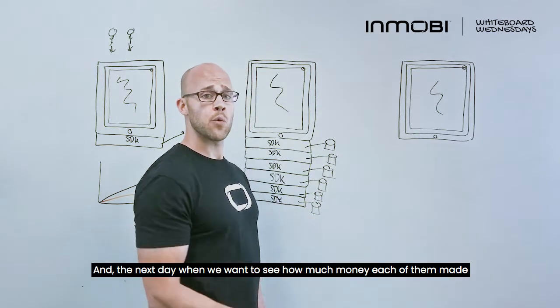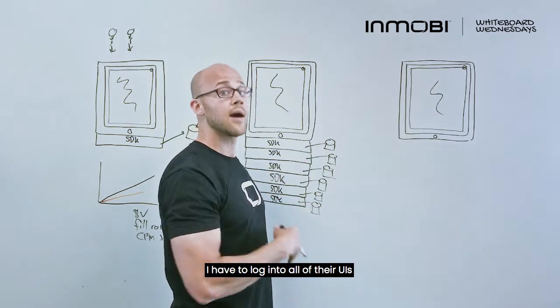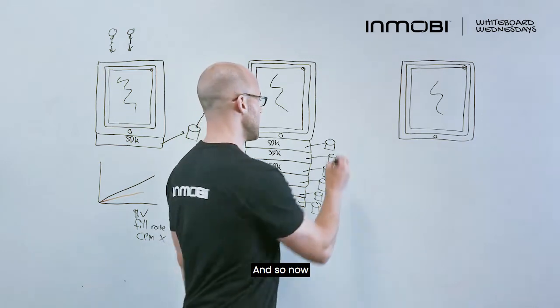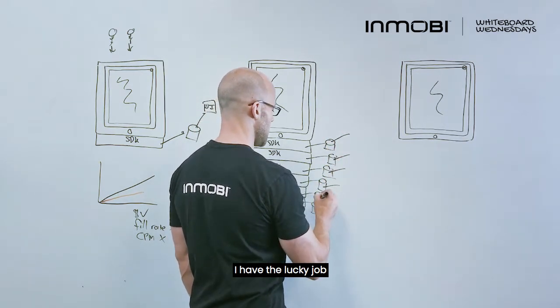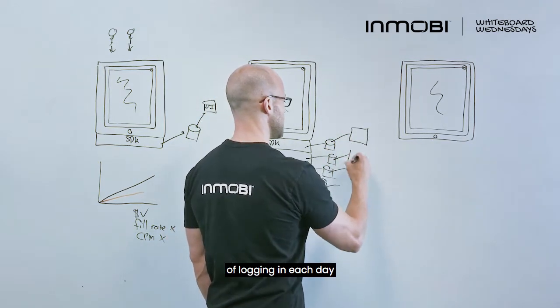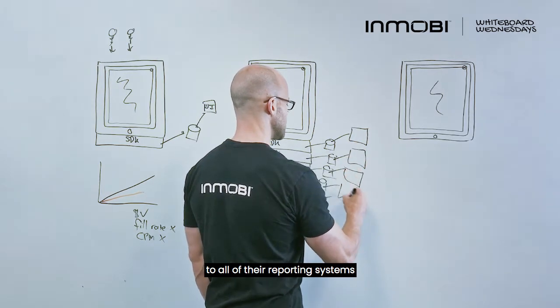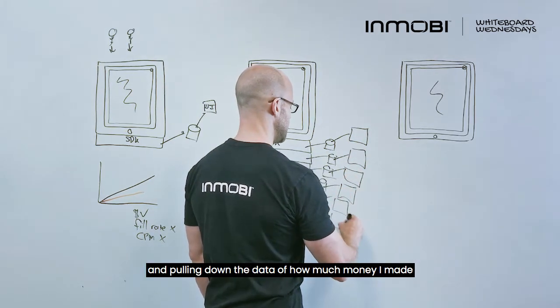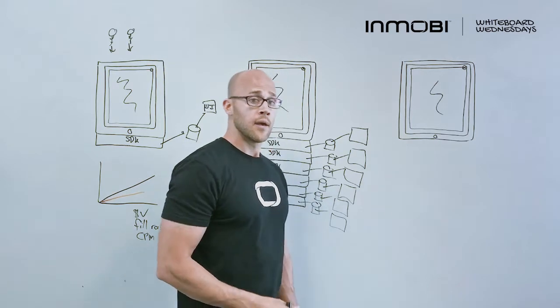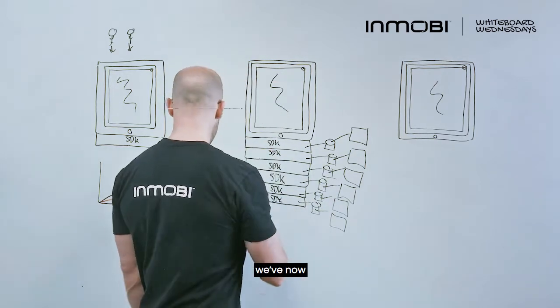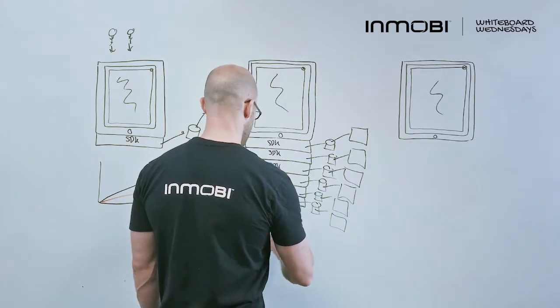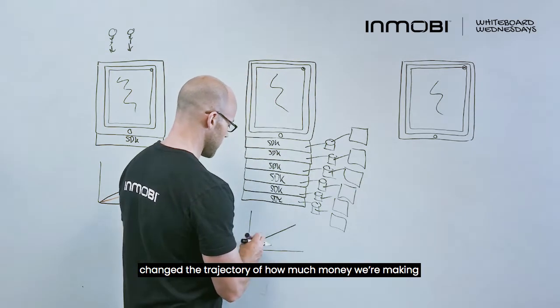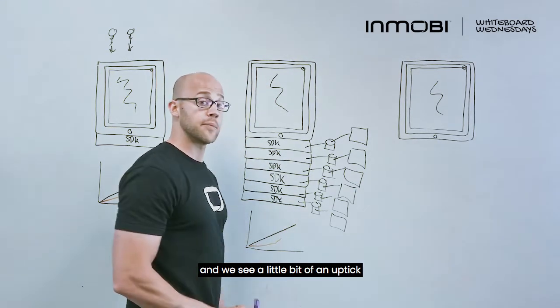And the next day when I want to see how much money each of them made, I have to log into all of their UIs. And so now I have the lucky job of logging in each day to all of their reporting systems and pulling down the data about how much money I made. So we've now changed the trajectory of how much money we're making, and we see a little bit of an uptick.